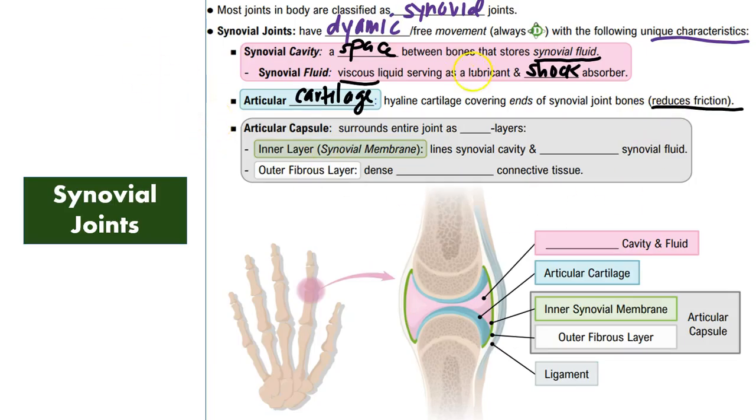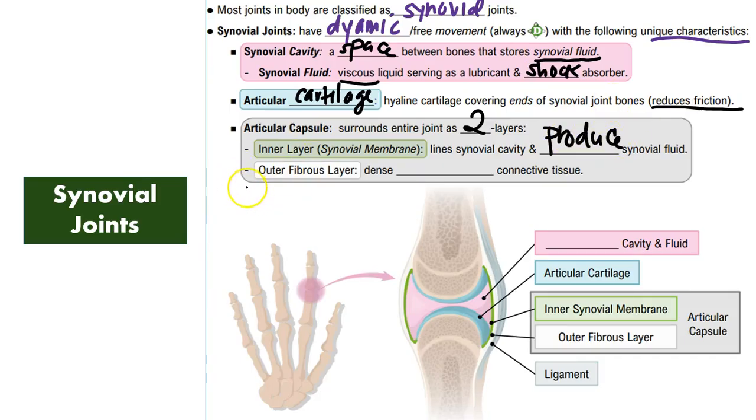Okay. There's also something called the articular capsule. That's going to surround the joint, and it's going to have two layers that are going to be surrounding the joint. First is going to be the inner layer. That's going to be called the synovial membrane. That's again going to line the synovial cavity and also is going to produce that synovial fluid. So that's definitely an important inner membrane.